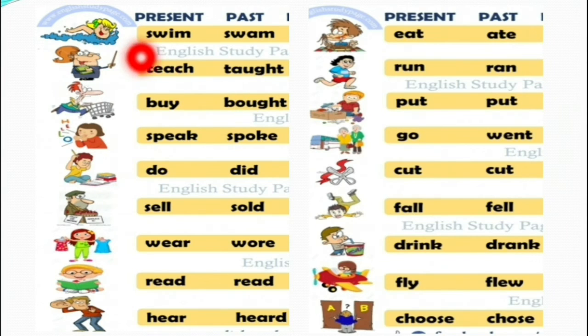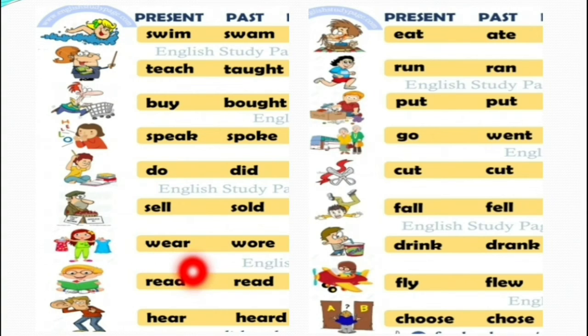For example, you can see swim is the present form and the past form is swam. Teach is the present form, taught. If I say that I am teaching now, this teach is the present form. If I say that I taught you yesterday, that is the past form. So teach, taught. Buy, bought. Speak, spoke, do, did, sell, sold, wear, wore, read, read.